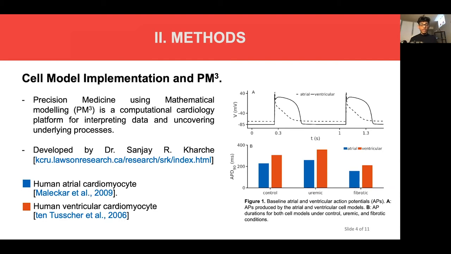Encoded within PM3 are a number of cardiomyocyte models, which are ODEs that can be solved to provide powerful tools and valuable insight regarding electrophysiological mechanisms. The two that were used for this study are the human atrial cardiomyocyte and the human ventricular cardiomyocyte. The baseline action potentials of each are shown in figure 1.